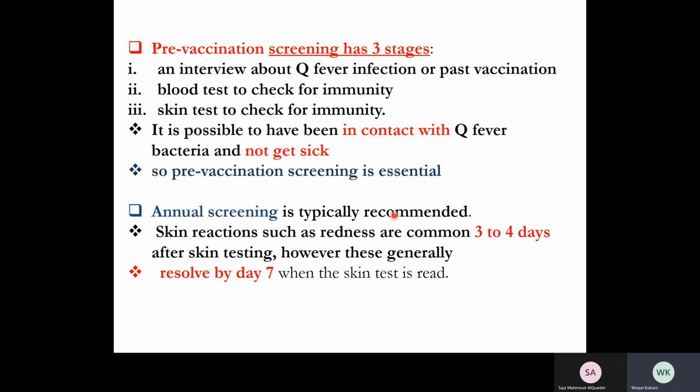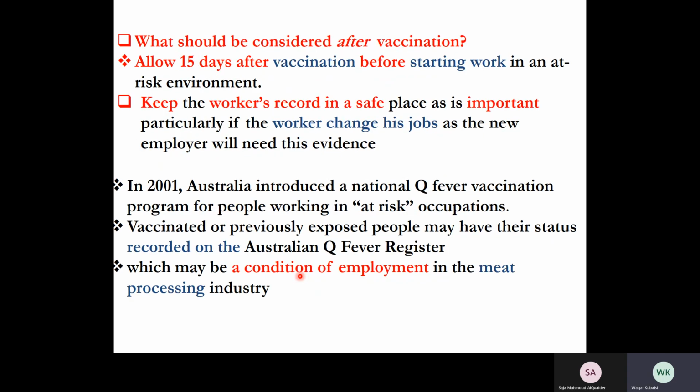Annual screening is typically recommended. This is done in Australia, particularly for those who are working with animals. Animal screening is recommended every year. Skin reactions such as redness are common 3 to 4 days after the skin test. However, it will disappear within 7 days if there is antibody. So it is very important.